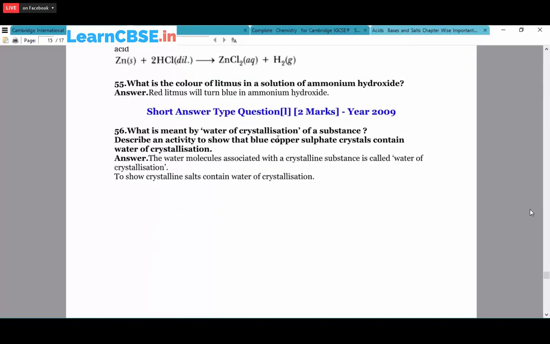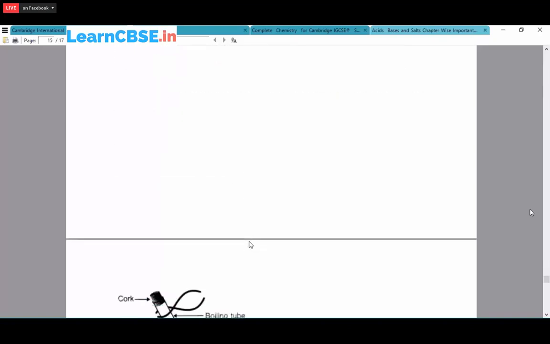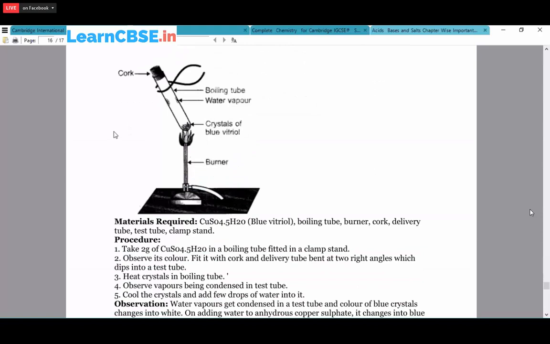What is meant by water of crystallization of a substance? Describe an activity to show that blue copper sulfate crystals contain water of crystallization. Here we have to take the blue vitriol, which is CuSO4.5H2O, and heat it. The blue crystals will give some vapor that will condense over here.